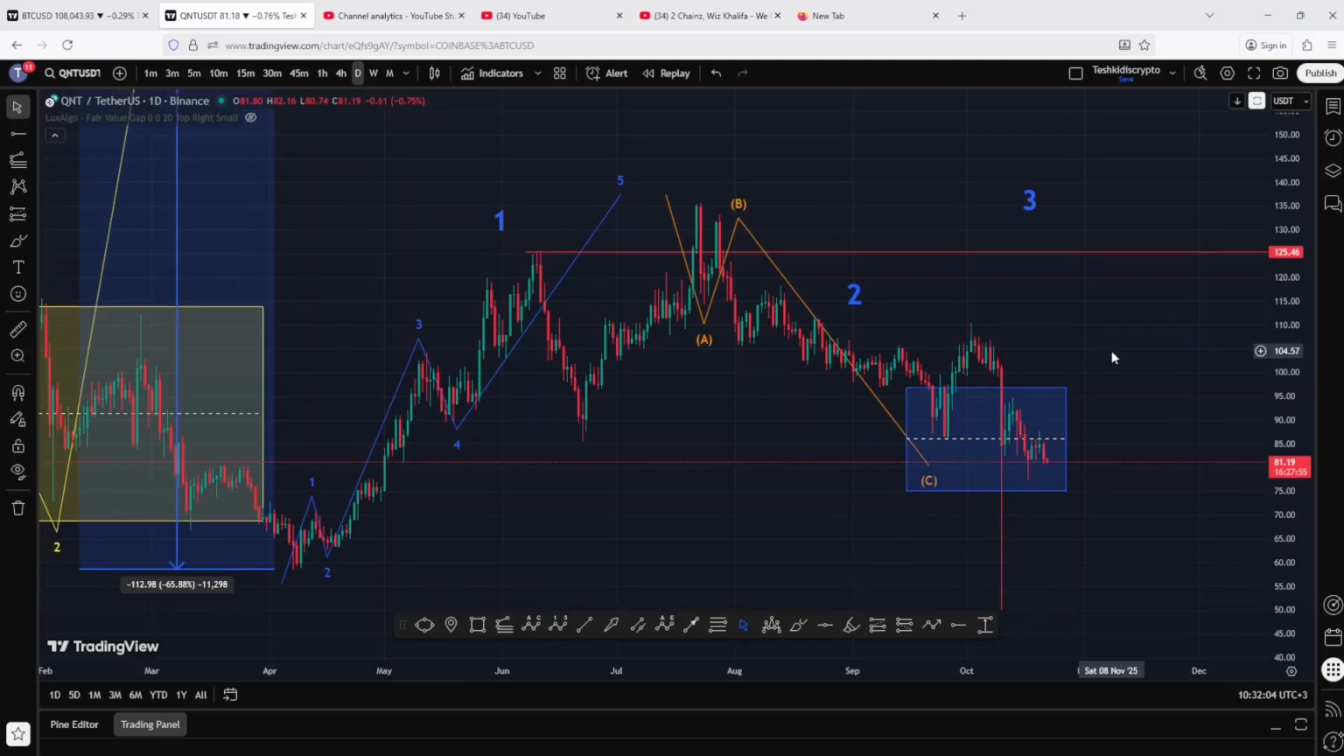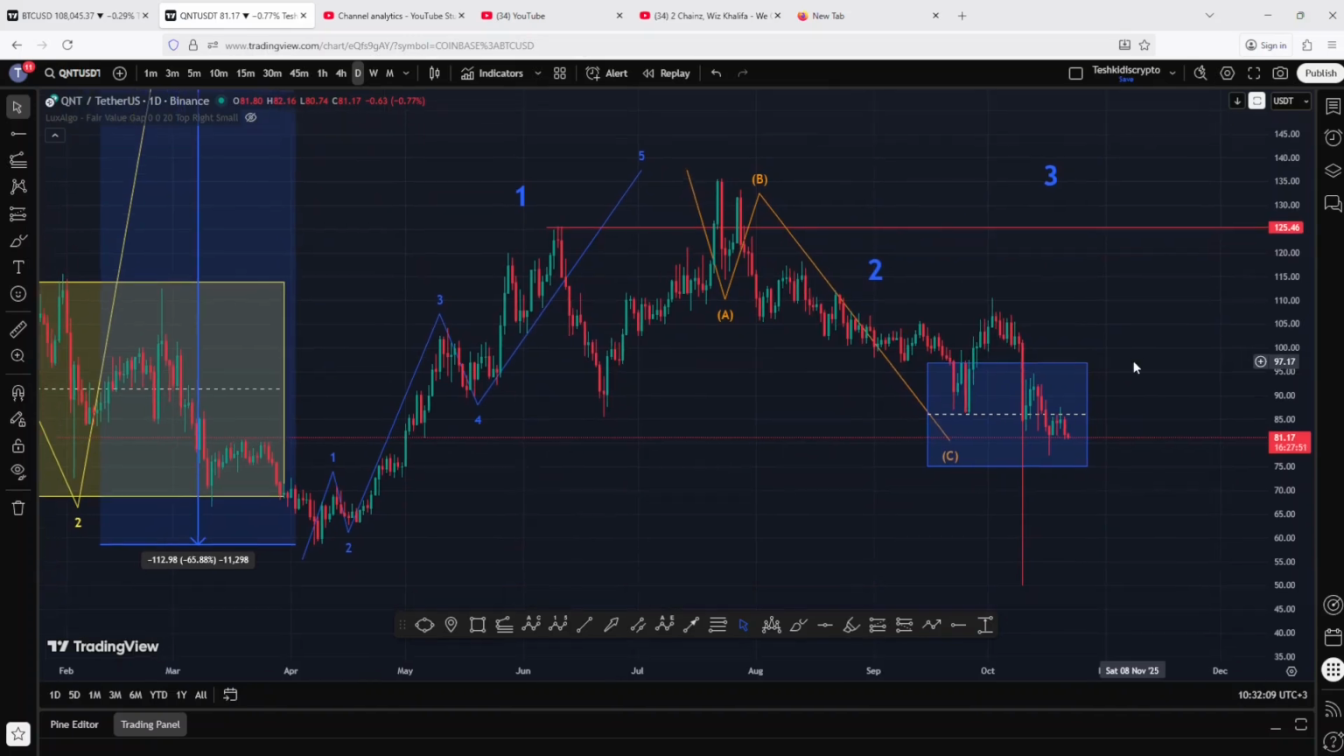QNT at the time of this recording continues to see a bit of a breakdown move to the downside, but we continue to hold within a Fibonacci key area of support between the 96.88 and the 75.05 USDT mark. That is the blue target area on the charts.